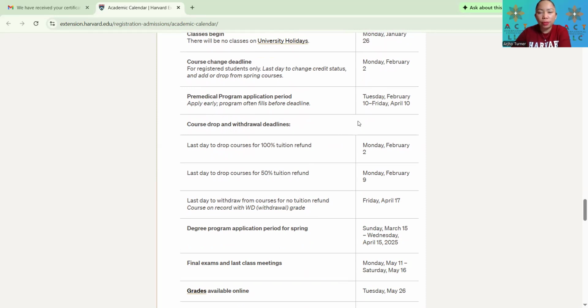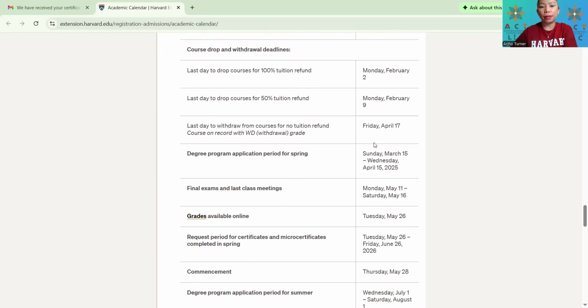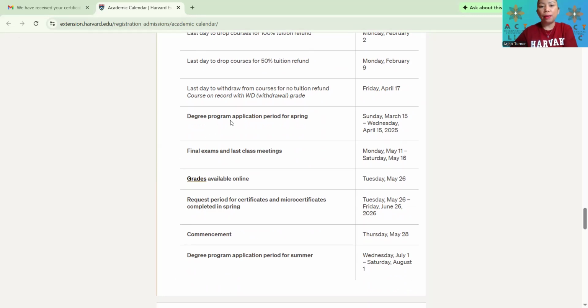There is the application period for those applying for the pre-medical program. There are also the course drop and withdrawal deadlines. The last day to drop a course, if ever you need to, is February 2. The last day to drop courses with a 50% tuition refund is February 9th. The last day to withdraw from courses with no tuition refund is April 17th.